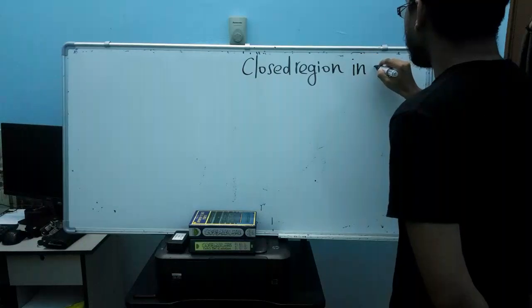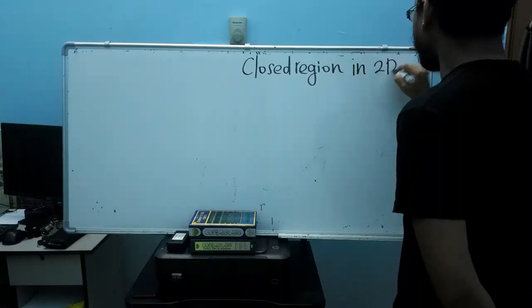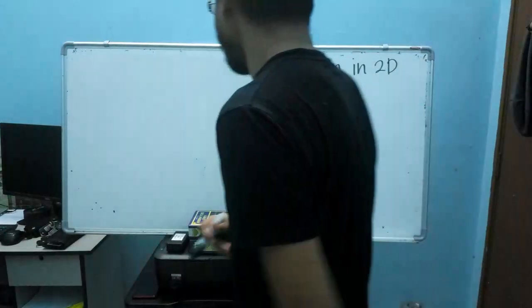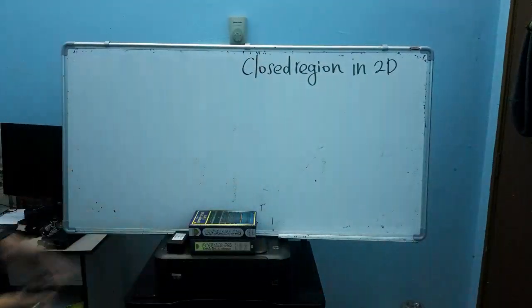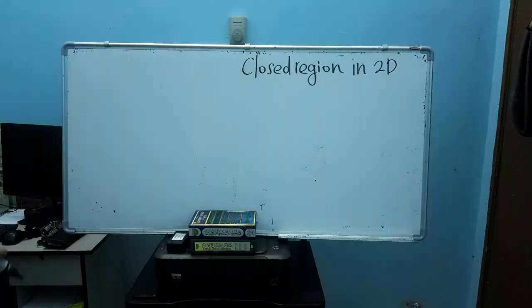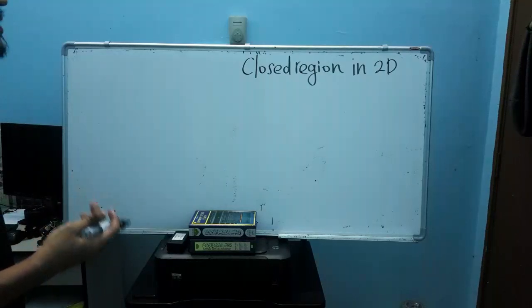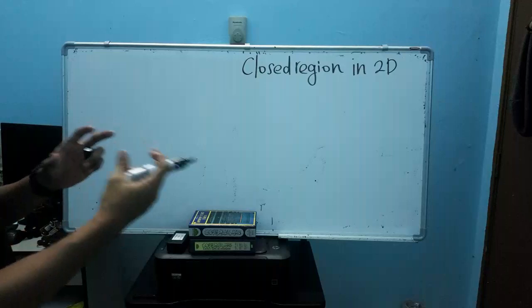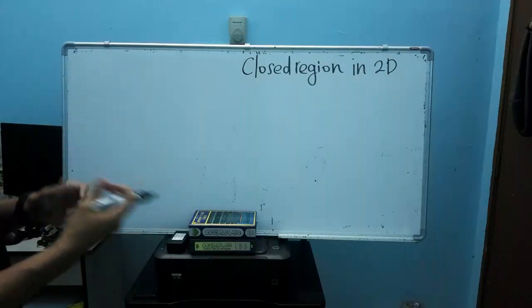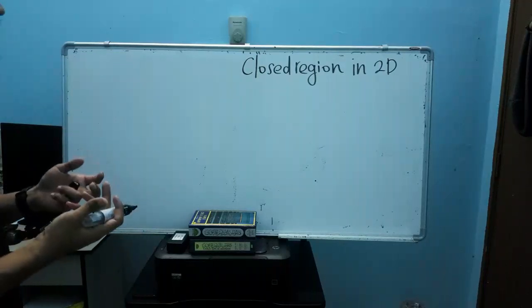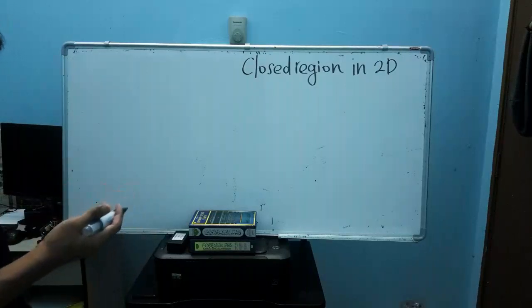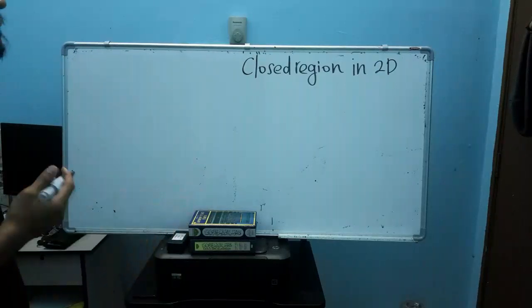If we can understand the meaning of a closed region in 2-dimensional, then it's very easy for us to extend it to a closed region in 3-dimensional. They share the same thing. The definition of a closed region is the same; the difference is how we describe this closed region in 2-dimensional and in 3-dimensional.